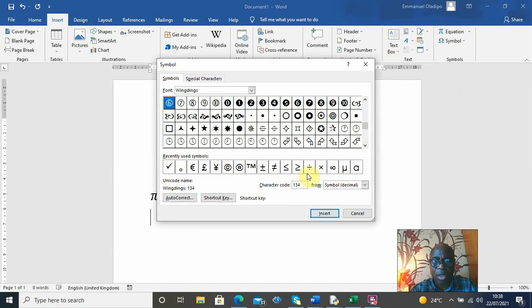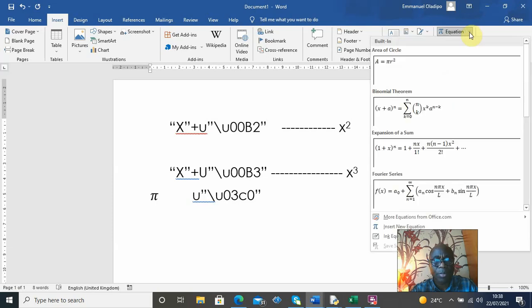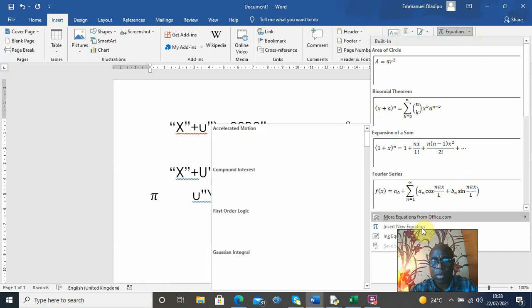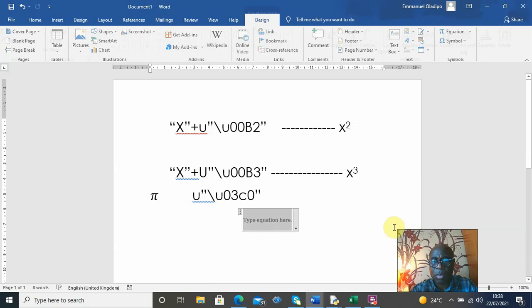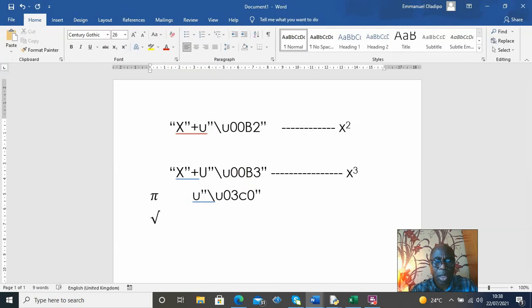You can use the tick there basically, but let me use insert symbol and insert equation. If I go in there, I think it should be there. This is the square root symbol, as you can see here. So for my square root symbol, my square root symbol is the same way.